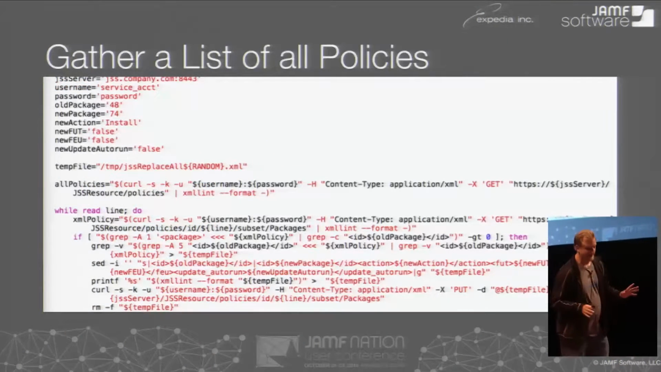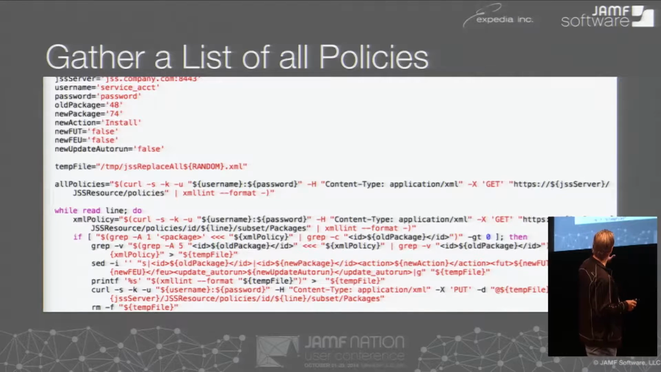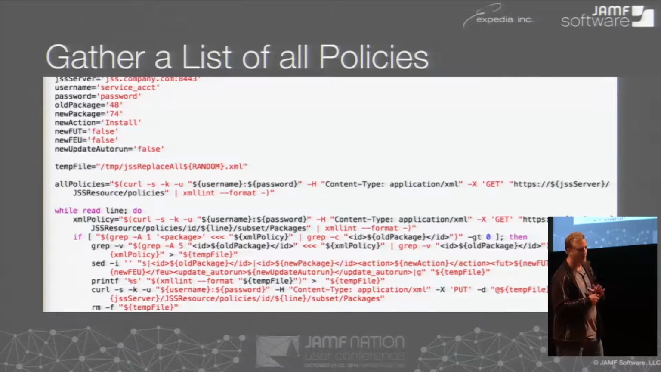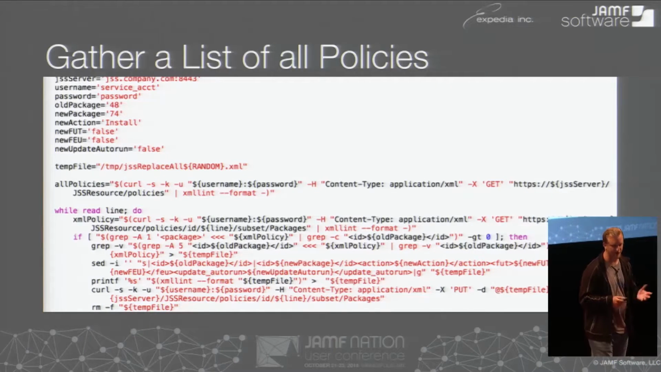So this is going to look pretty messy. What I really want to call your attention to is just one line here. In this specific thing, all we're doing is gathering a list of all policies. That's going to be in that all policies line. So just on that one line, we're going to use the curl command, specifying the username and password, to get a content type of HTML. Sorry, the content type is first, and then use the method of get.